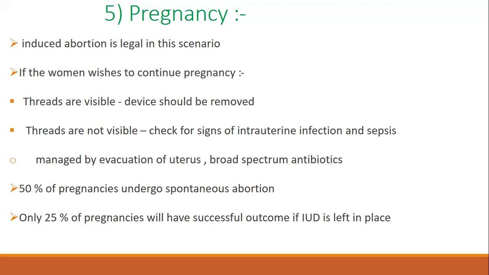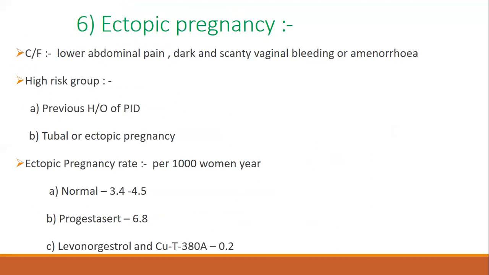50% of the pregnancies with IUD inside undergo spontaneous abortion. Only 25% of the pregnancies will have successful outcome even if IUD is left in place. So we should counsel the patient about all these outcomes. Then ectopic pregnancy. Clinical features of ectopic pregnancy include lower abdominal pain, dark and scanty vaginal bleeding or amenorrhea. High risk groups include women with a previous history of pelvic inflammatory disease, previous history of tubal ectopic pregnancy, and this ectopic pregnancy rate per 1,000 women years.